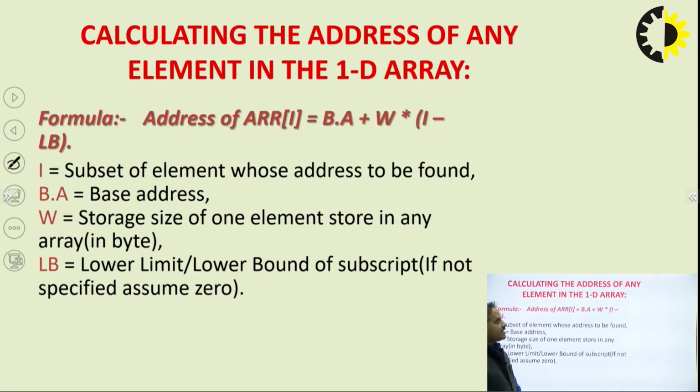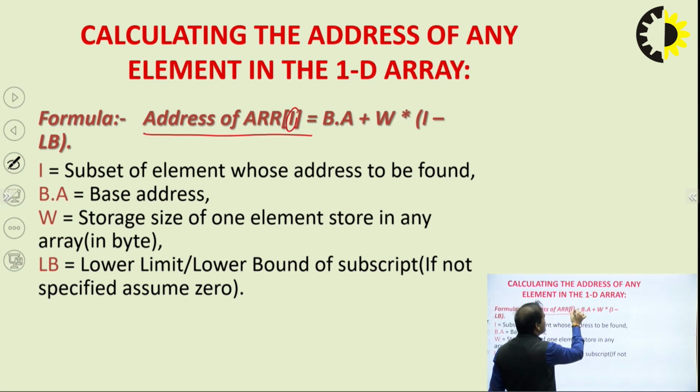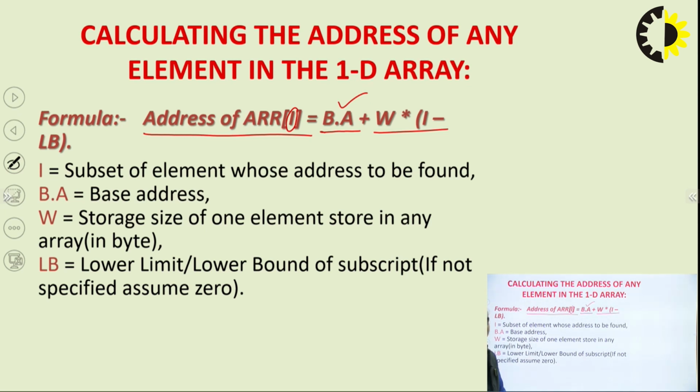Now, calculating the address of any element in a one-dimensional array, we use the formula: address of the ith element equals base address plus W times (i minus LB). Here, i is the subscript of the element whose address we want to calculate.